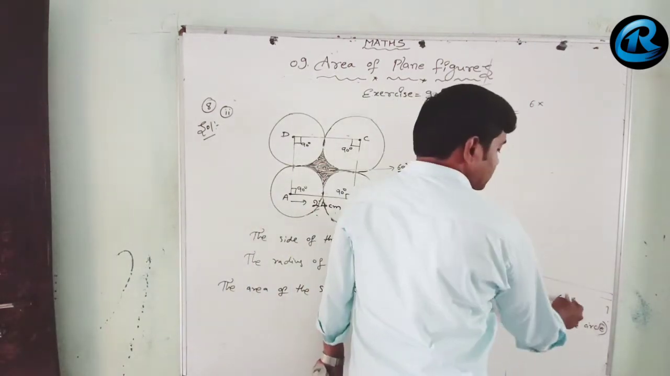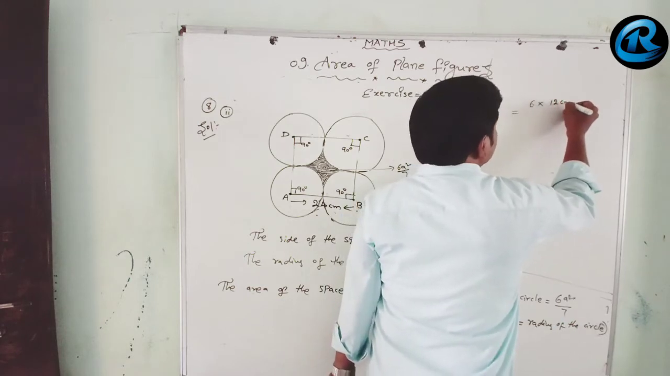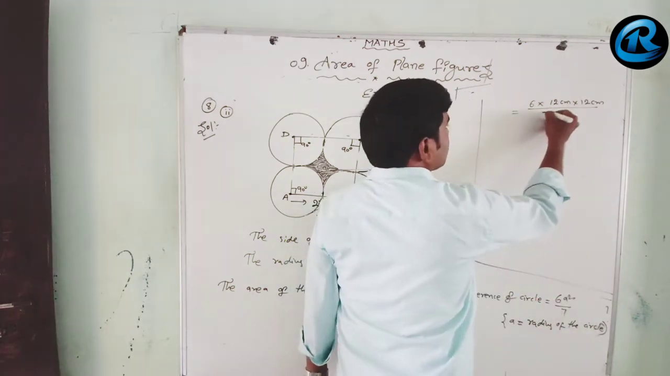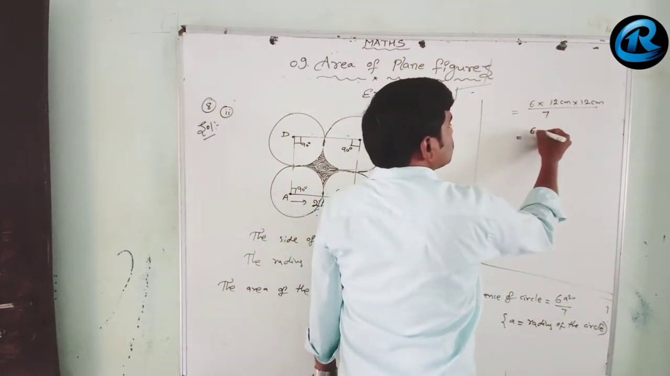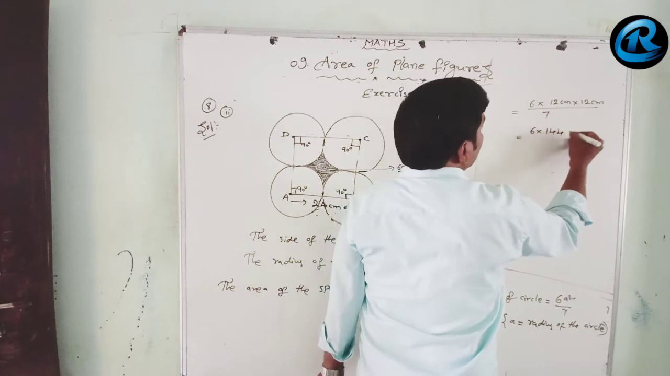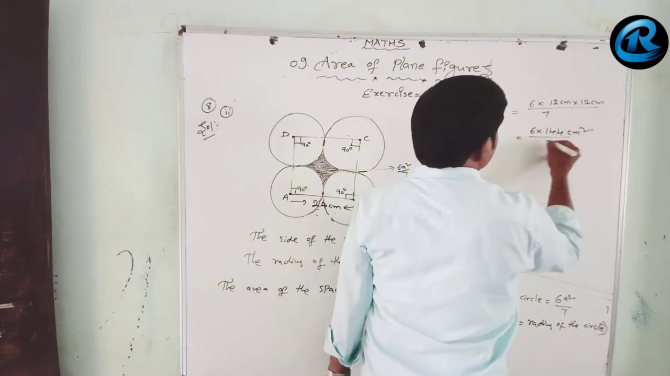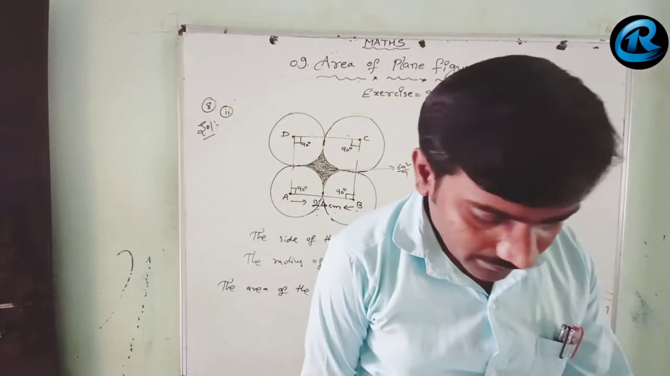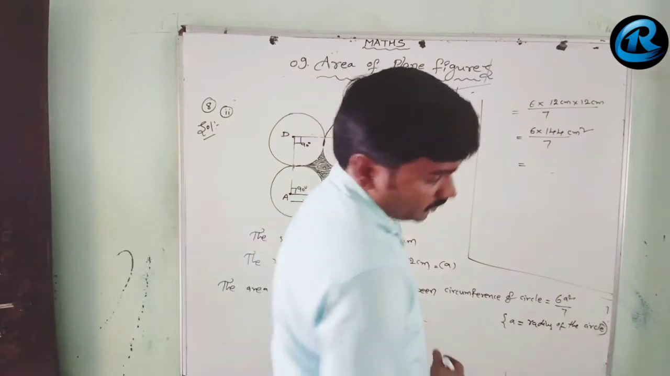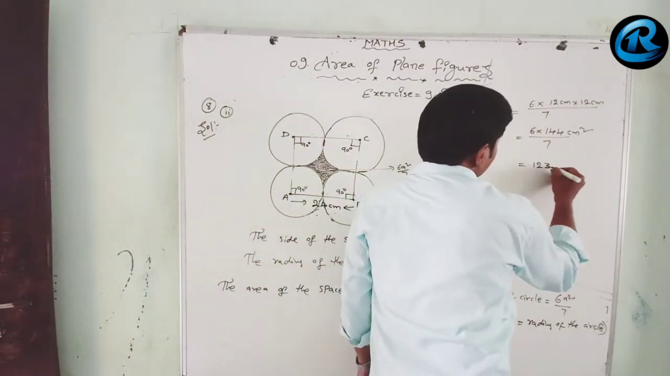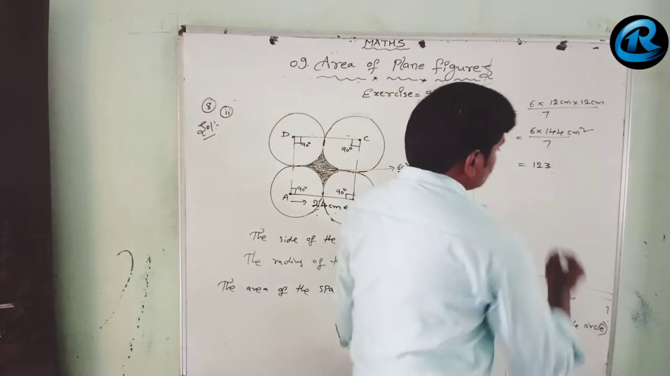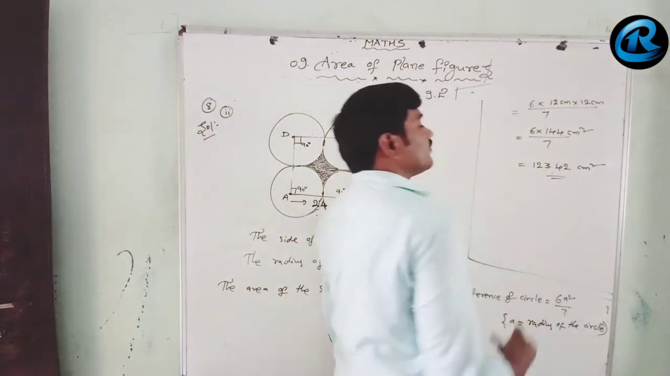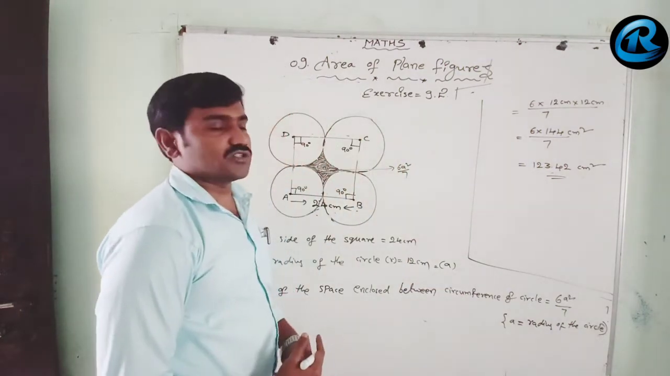What is a here? It is the radius. What is the radius? 12 centimeter. 12 centimeter into 12 centimeter by 7. So 6 into 12 into 12 is 144 centimeter square by 7. So 6 into 144 centimeter by 7 equal to 123.42 centimeter square. Then you cancel by 7, you get the same answer, 123.42 centimeter square.